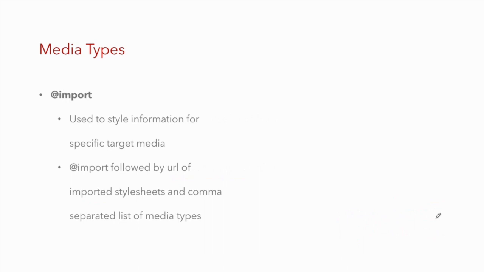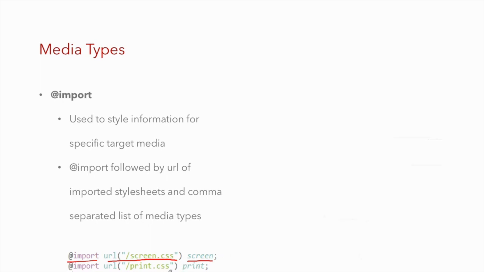@import is used when you are required to style the information from a specific target media. So @import is usually followed by the URL, and you can also specify a comma separated list of media types. So this is one example. You can write @import and specify the URL, and you can write screen as the media type over here. If you have multiple choices, you can of course add a comma and set other media types as well.